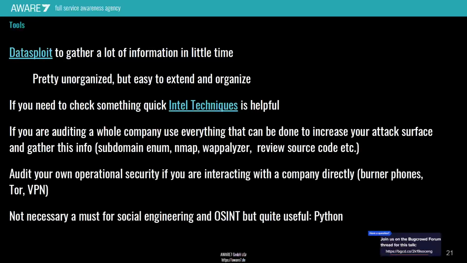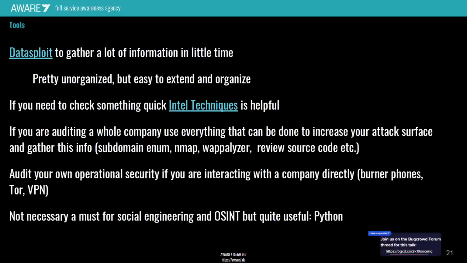If you're auditing a whole company, we can use everything a bug bounty hunter normally uses to increase his attack surface and gather information about it. So maybe we can do subdomain enumeration, we can do an nmap weaponizer, whatever you want to do, review source code, to just find information that really shouldn't be out there, which is normally considered private, and then use this to get to other information and craft our personal contact with the company or with an employee of the company.